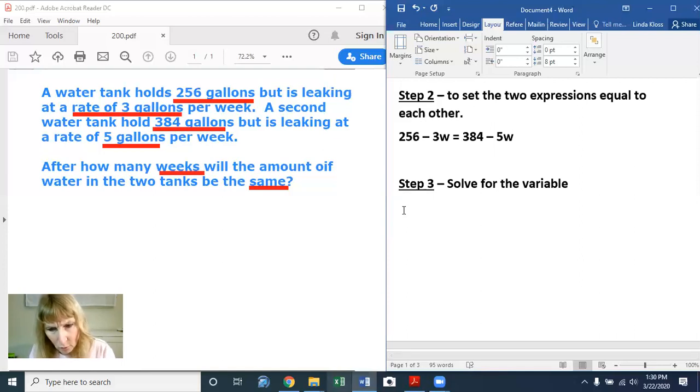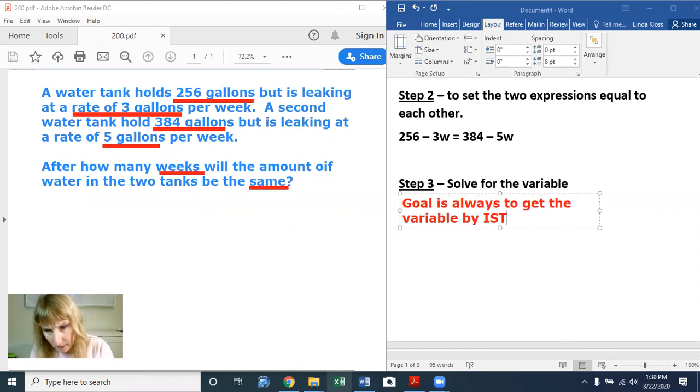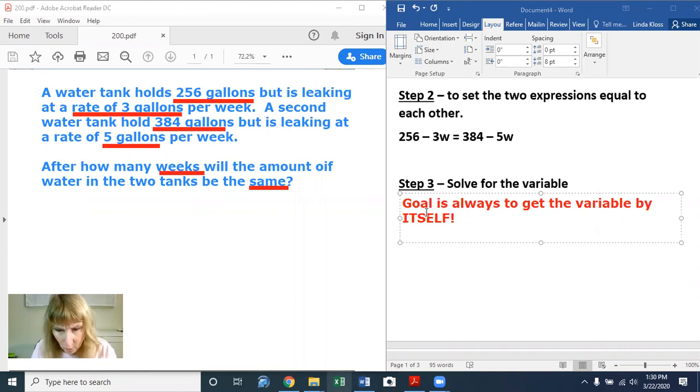And I'm going to put this in red over here, the goal is always to get the variable by itself. That is our goal, always to get the variable by itself. How do we do that? We do that using inverse operations. What does inverse mean?